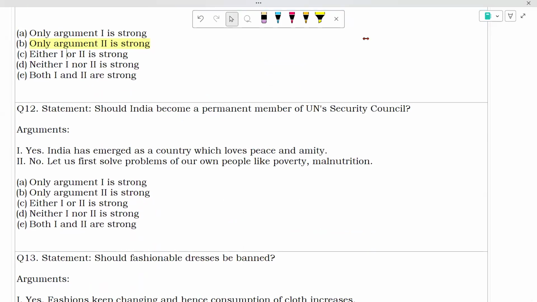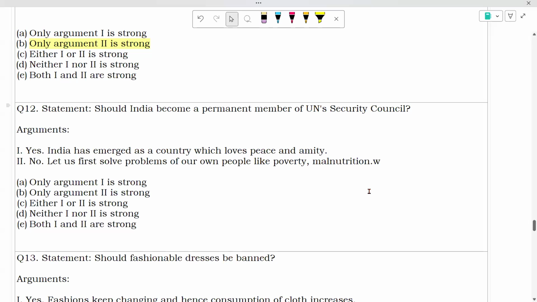Okay, and then come to this. Should India become a permanent member of UN Security Council? Yes, sir, it should become. India has emerged as a country which loves peace and amity. No, sir. Let us first solve problems of our own people like poverty and malnutrition. It is weak.